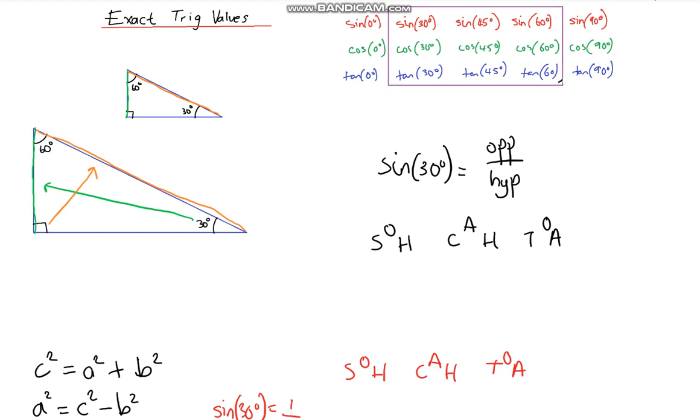In the last video we looked at calculating the exact values for the sine, the cosine and the tangent of 30 degrees and 60 degrees. And in this video we're just going to finish this off by looking at 45 degrees.